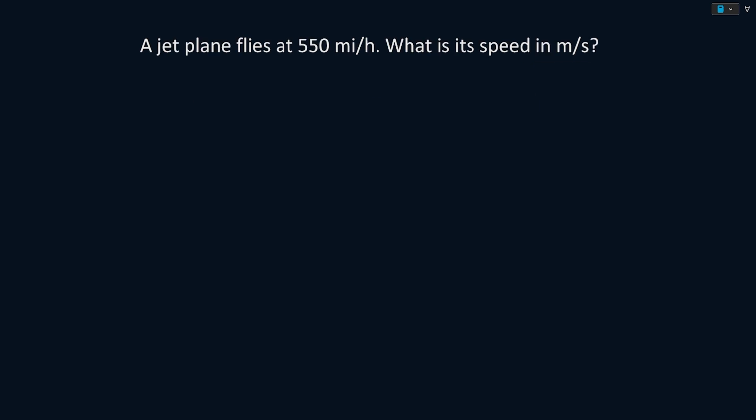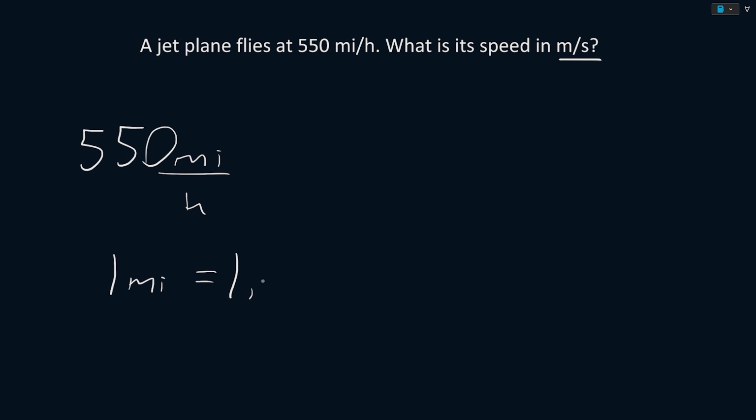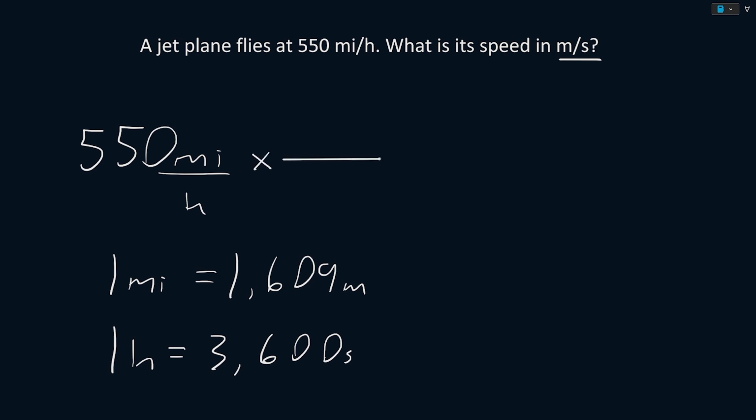A jet plane flies at 550 miles an hour. What is its speed in meters per second? We were given 550 miles an hour, and we want to convert to meters per second. We know that 1 mile is equivalent to 1,609 meters. We also know that 1 hour is equal to 3,600 seconds. So to go from miles an hour to meters per second, we need to first convert our miles to meters by multiplying through our conversion factor of 1,609 meters per 1 mile.